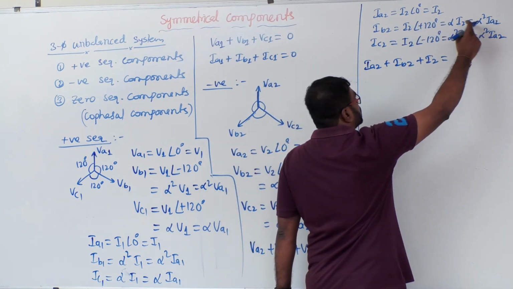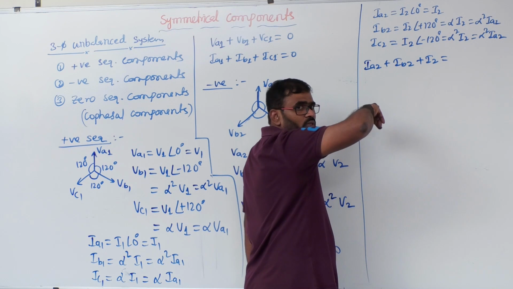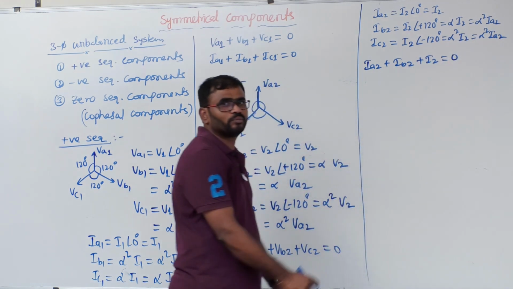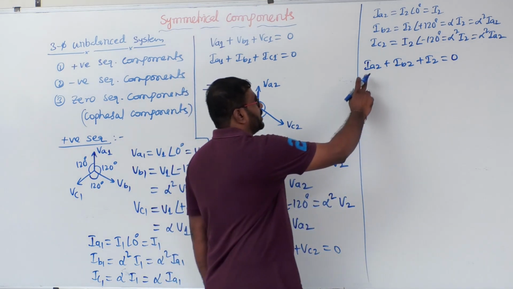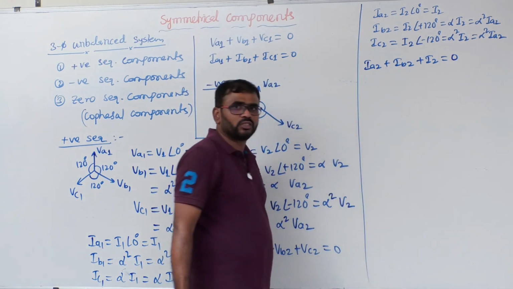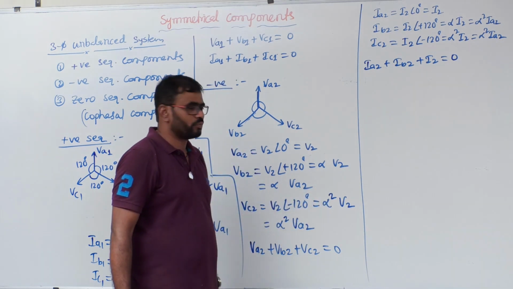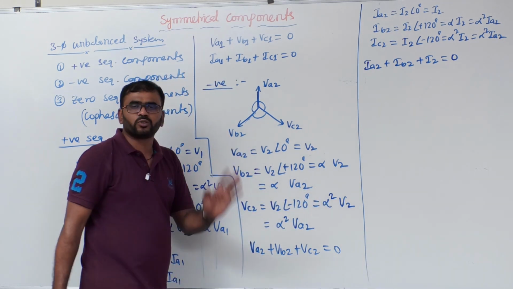Now if you add IA2, IB2 and IC2, what do I get? I2 plus alpha square I2 plus alpha I2. So 1 plus alpha plus alpha square is equal to 0. So the sum of the currents of negative sequence in a three-phase system is equal to 0. Clear? That's about the negative sequence components.